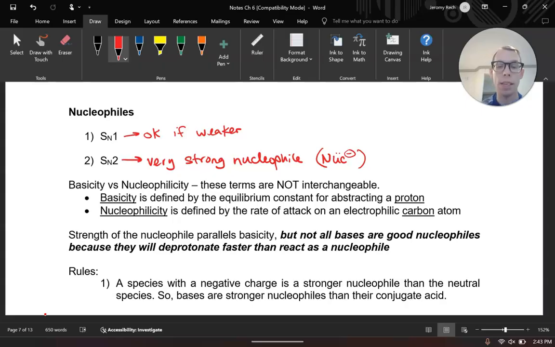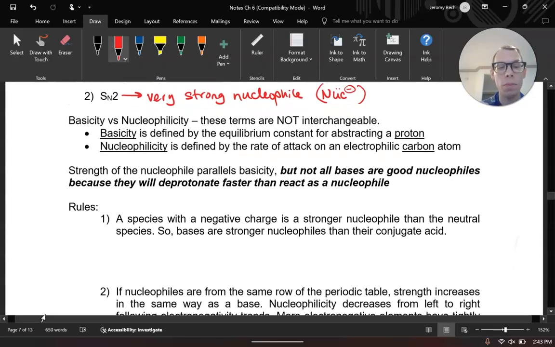In many ways, as I have here in bold, not all bases are good nucleophiles. If something has a really high amount of basicity, it might more often abstract a proton rather than attacking your carbon. So there's this balance between basicity and nucleophilicity. What we're going to do is walk through a series of four general themes. I have the word rules, but I think themes is a little better here, to describe the strength of nucleophiles. And we'll give some examples for each of those.